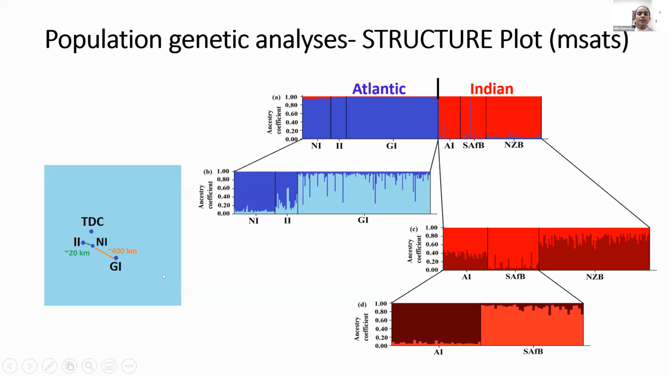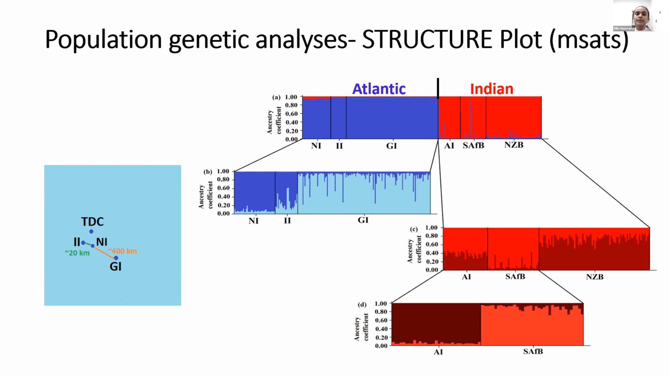So when we look at the geographical location of these three islands, we could correlate this genetic differentiation with their geographic location, because the two islands, Inaccessible and Nightingale, are about 20 kilometers apart, while Gough Island is about 400 kilometers from Nightingale Island, which is the closest island to Gough Island. So here we could see the differentiation in Atlantic yellow-nosed albatross.